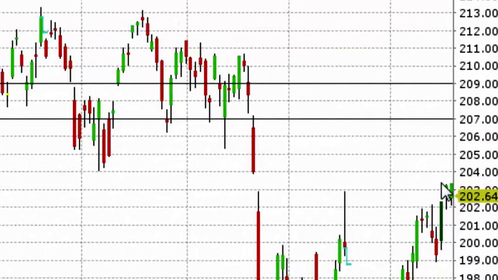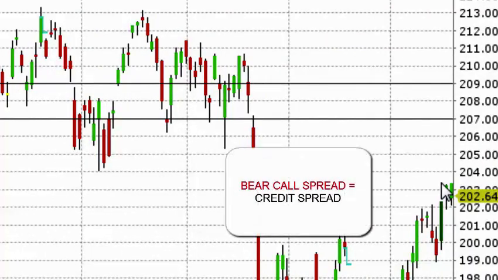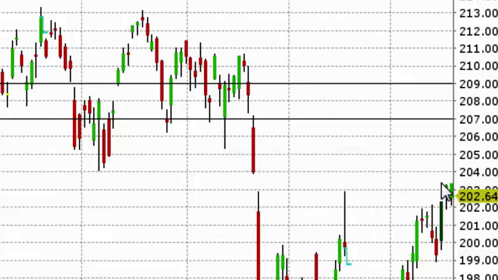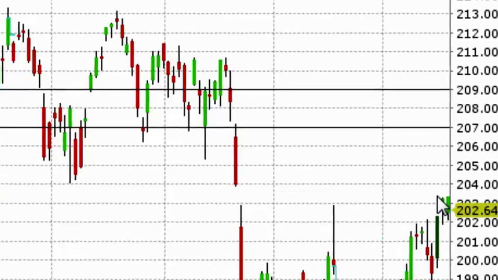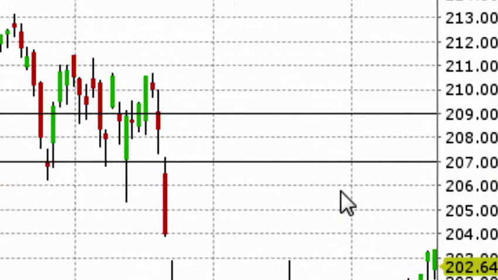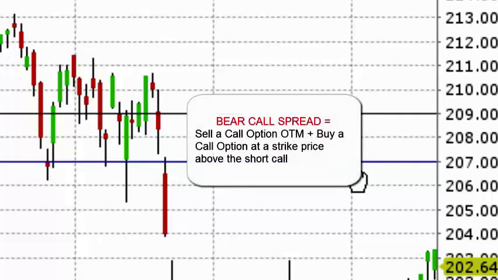So the bear call spread is a credit spread. You're getting paid up front to place this particular trade, and it can also be used as a high probability trade. So by the very name of the strategy, it's a bearish trade. You believe the share price of SPY is not going to go above a certain level. So let's imagine that you're looking at the chart here and you believe SPY is not going to go above 207. So what you would do in this scenario is sell the $207 call option.